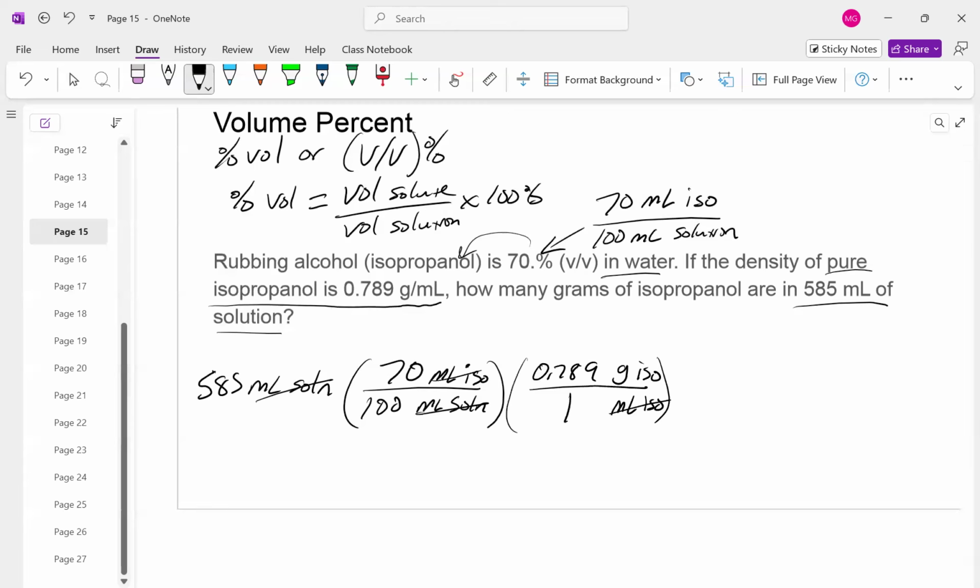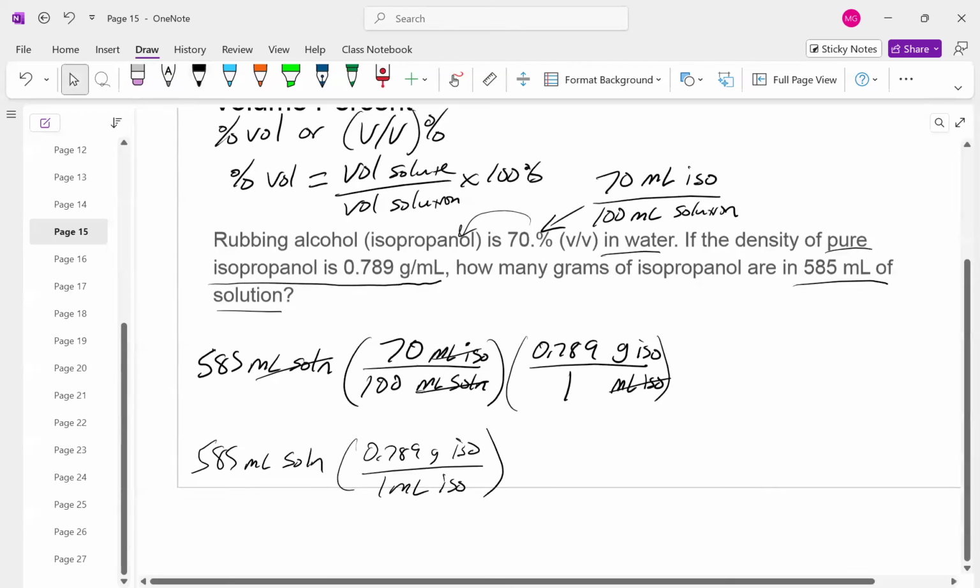Now, before I put this in my calculator, I want to highlight something important. You might be looking at this and saying, well, why didn't you just use the volume and use the density? Like, why didn't I do this? I mean, that seems like a much shorter calculation, would have saved time. I didn't even need the 70%.